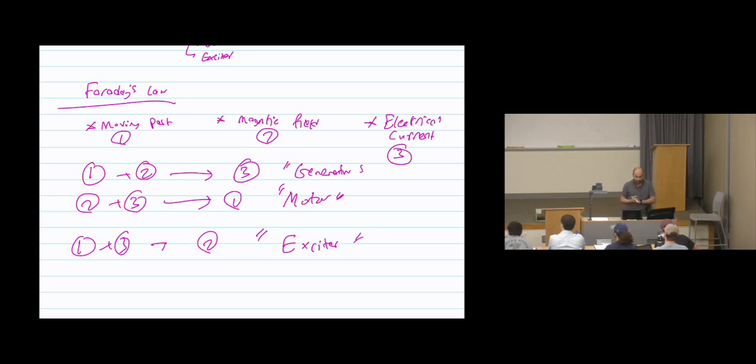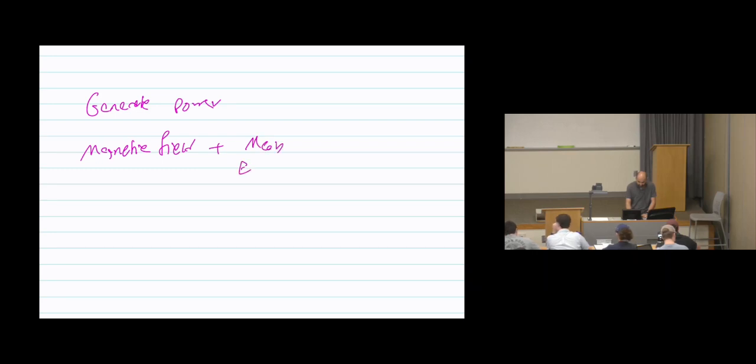Now let's go to the conventional or the traditional power generation. Again, to generate power, you need to have a magnetic field plus mechanical energy. This will produce electricity, which is electrical energy.